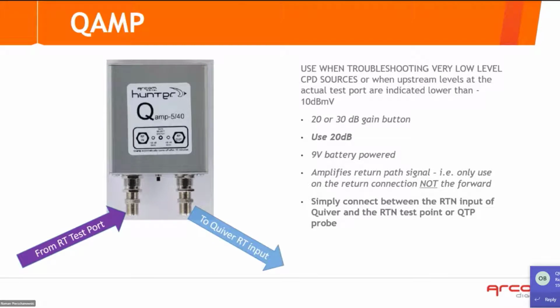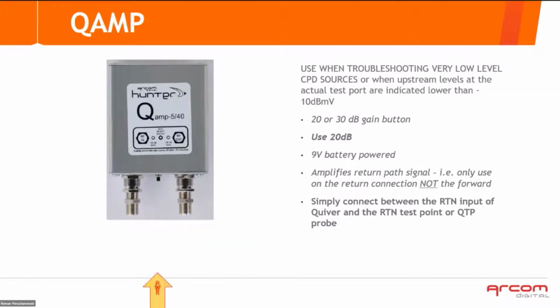You connect it like this. From the device, you connect to the RF in, and from RF out, you connect to the Quiver return input. Then you activate with this push button. Next to that button there is an LED that is showing which gain is actually used. If you push it again, it will switch to 30 dB, but we prefer to use 20 dB. 30 is not necessary, at least not always.